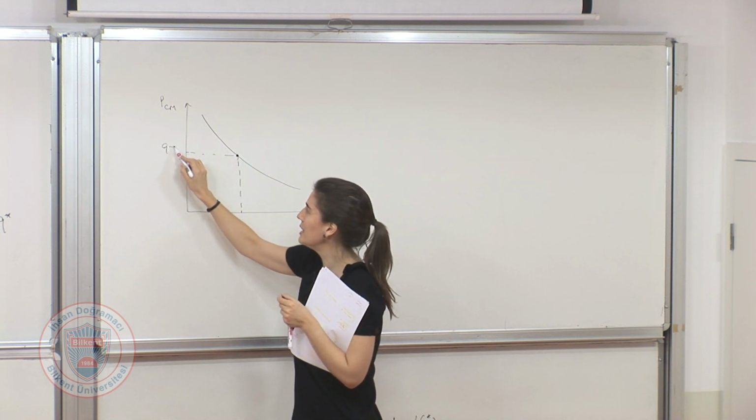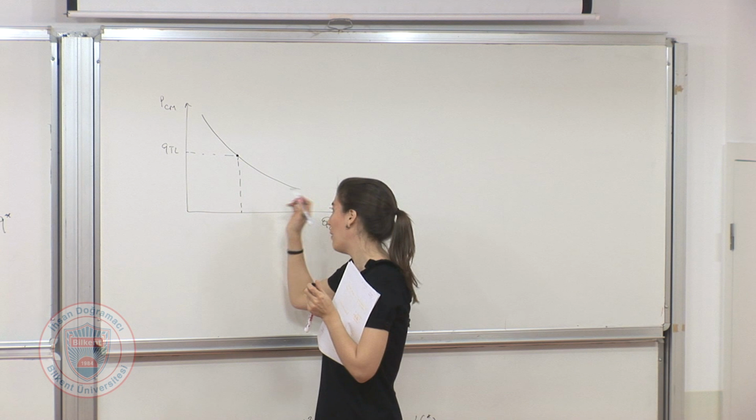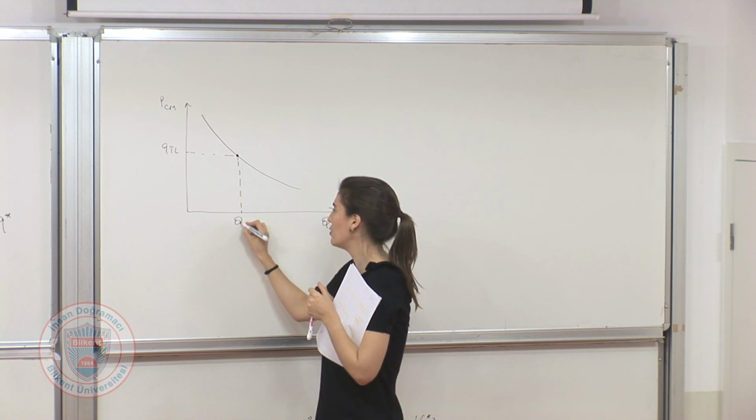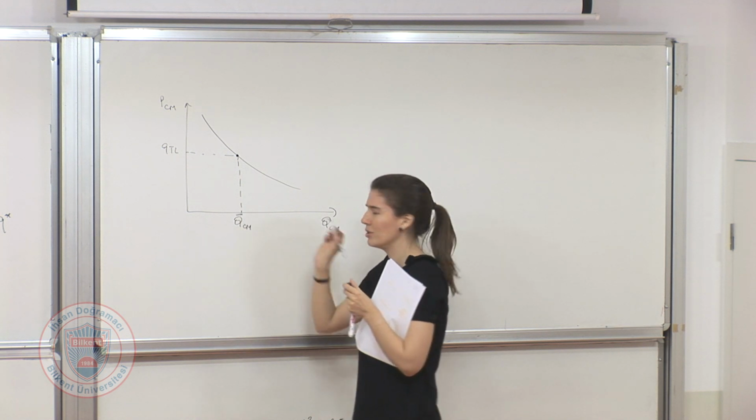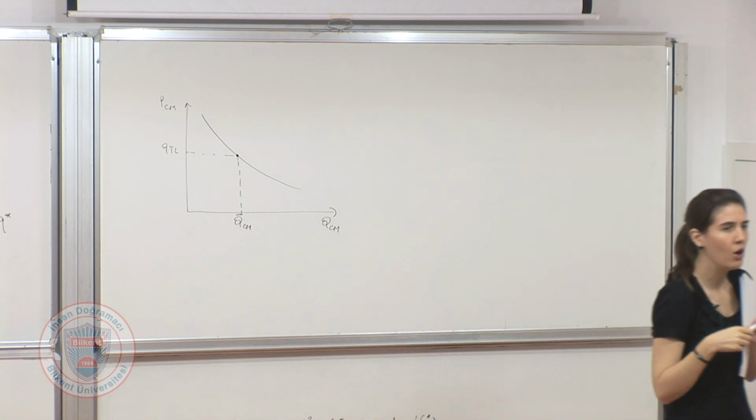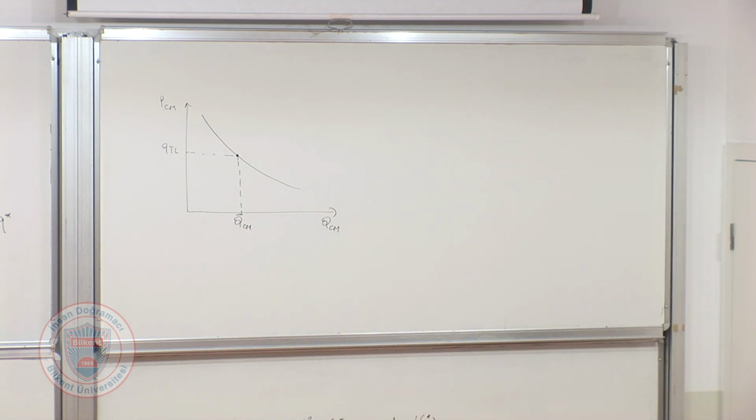Suppose they're selling it at 9 Turkish liras, and here is the quantity. I don't know, whatever that is. Let's call it Q bar, okay? So they are selling this much.